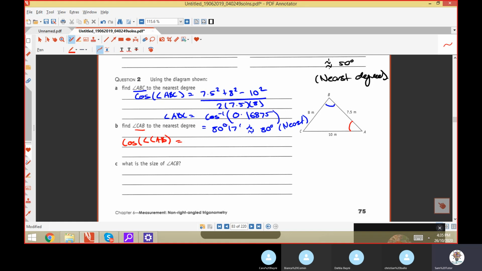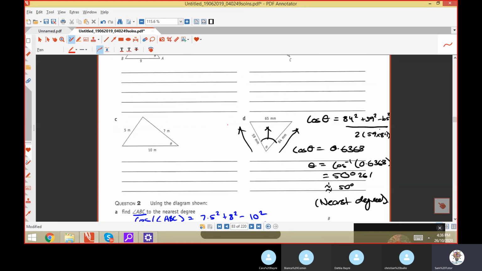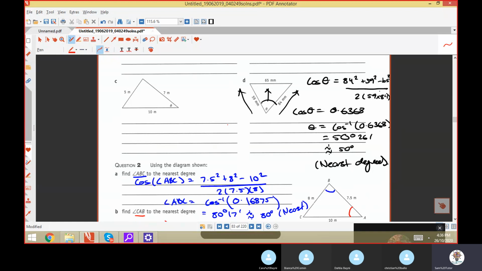Which one did you do? 50 degrees. 84 squared, 59 squared minus 65 squared over 2 times 59 times... Show me. Because you didn't do cosine inverse.